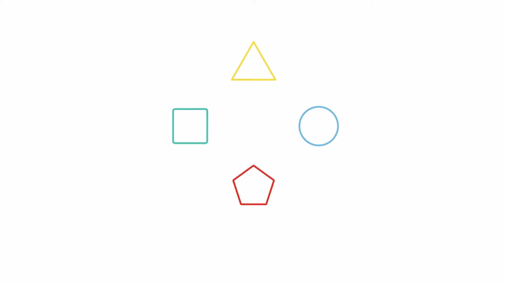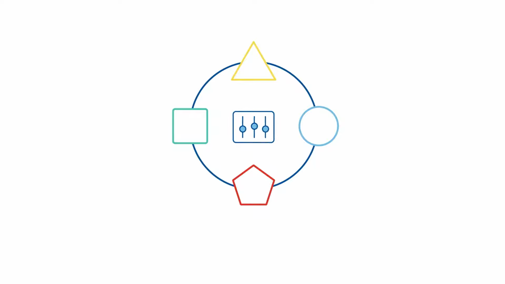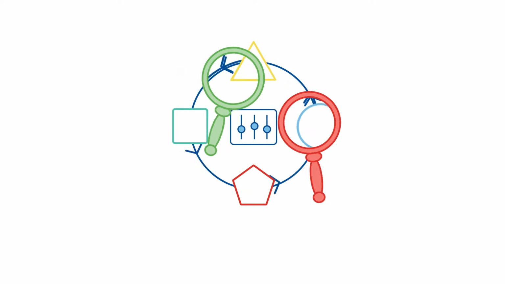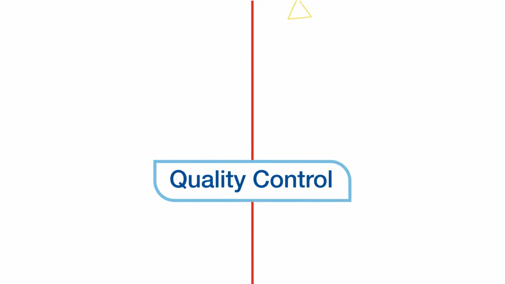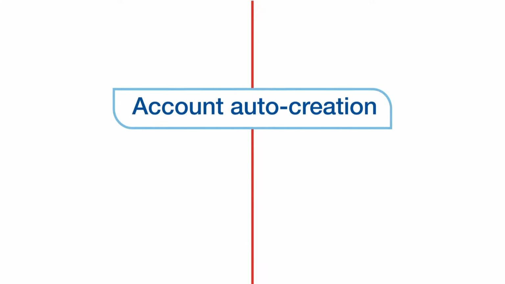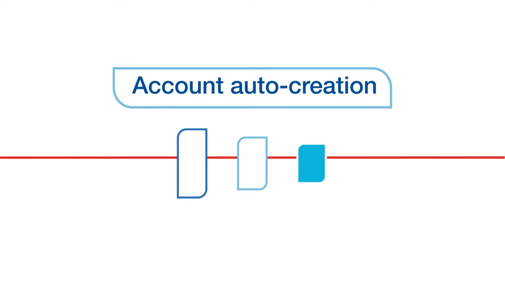Workflow management is designed for control, ensuring there is always a maker-checker process. This covers the analyst through quality control, escalation to management, financial crime, and finally to account auto-creation in downstream systems.